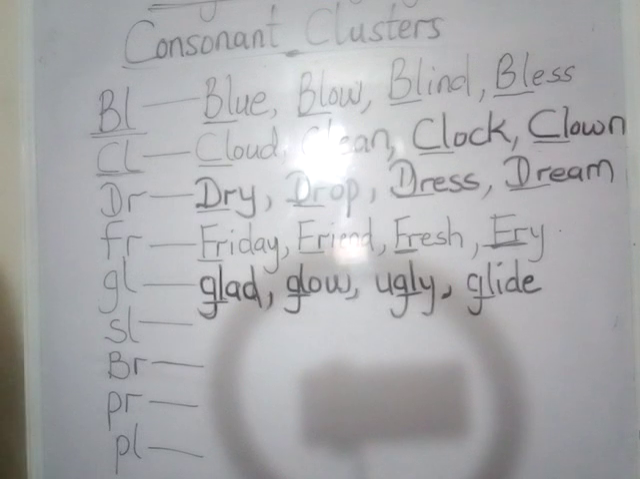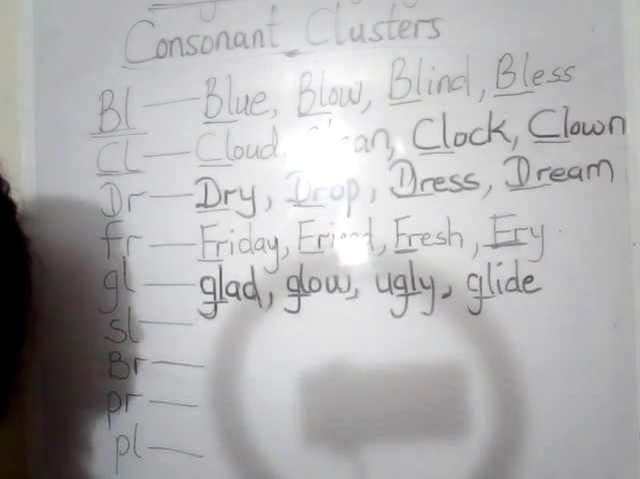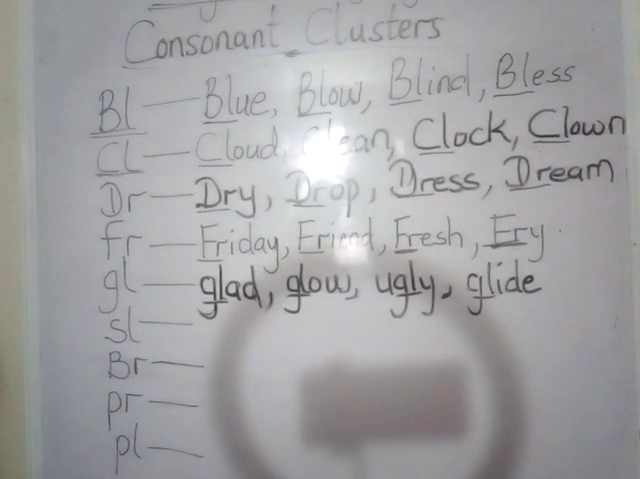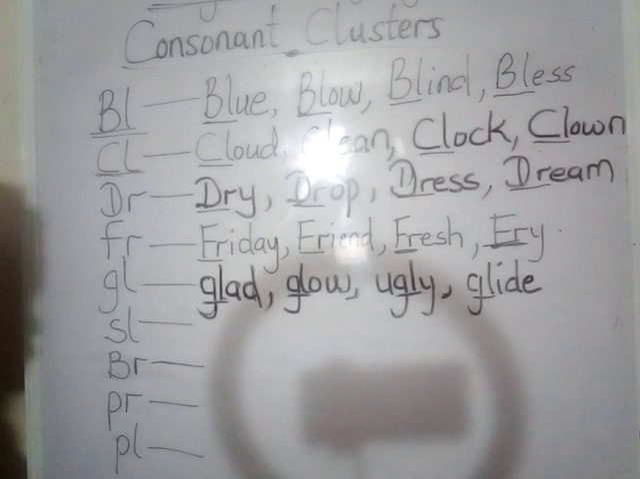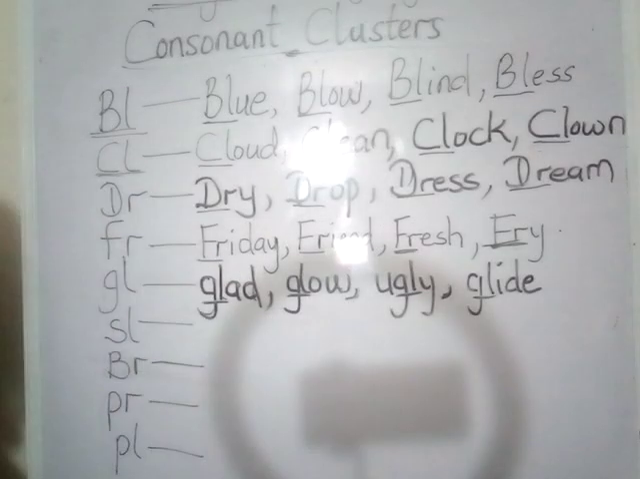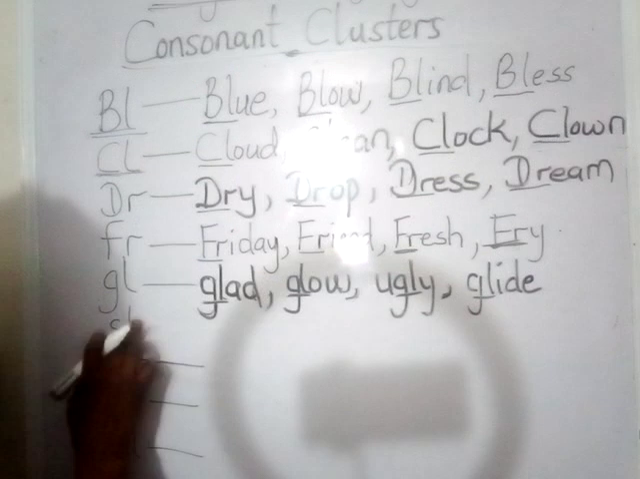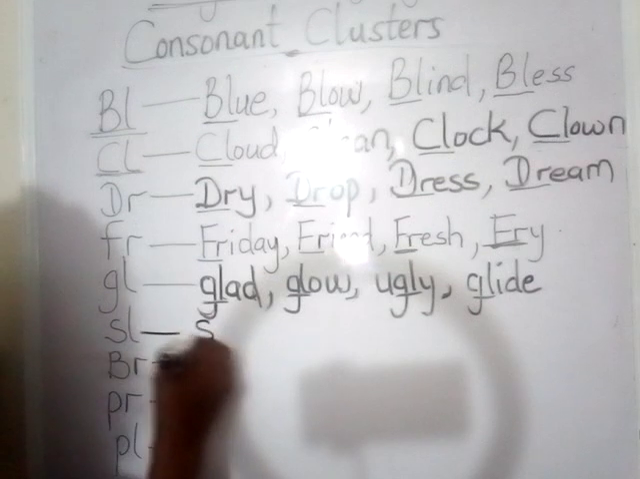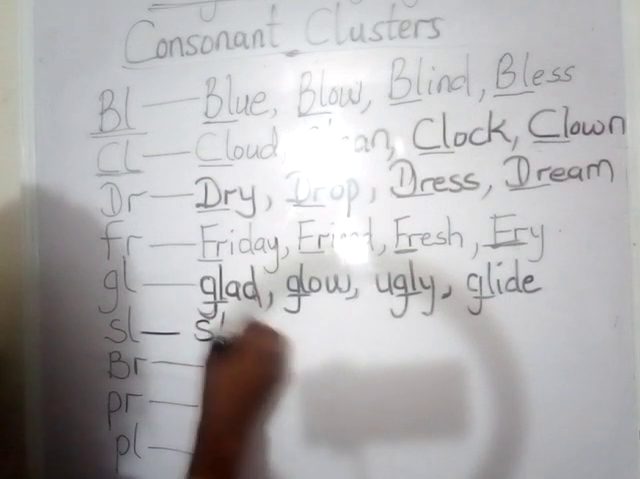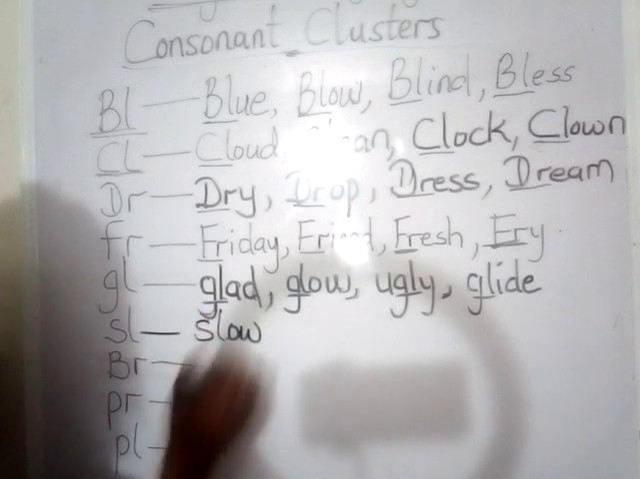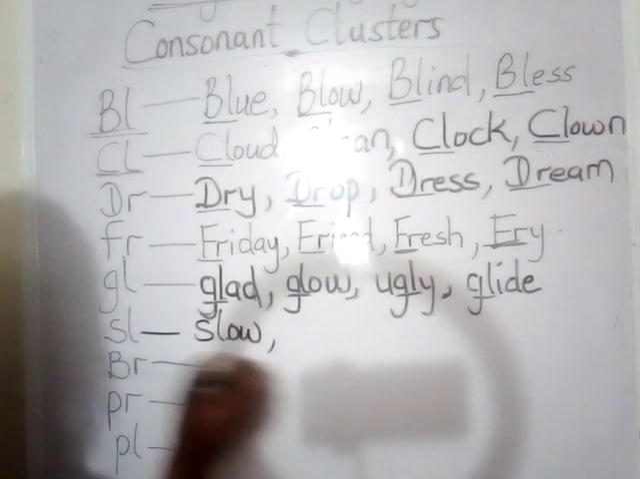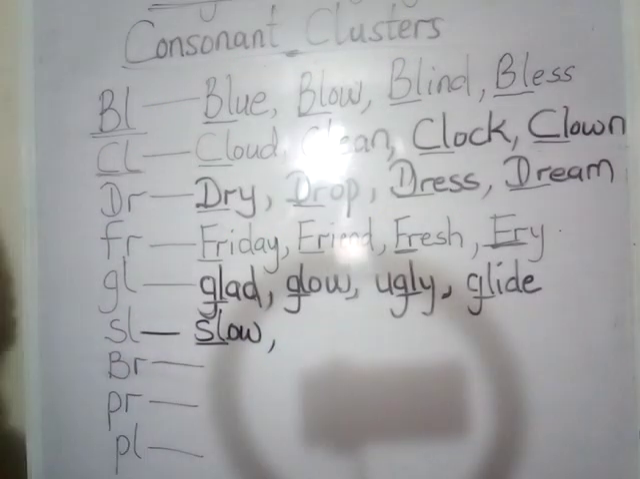Okay, the next consonant cluster we're looking at is sl. Okay, so the first word we have here is, let me take this down a bit. Slow. Let's underline the consonant cluster there. Slow.